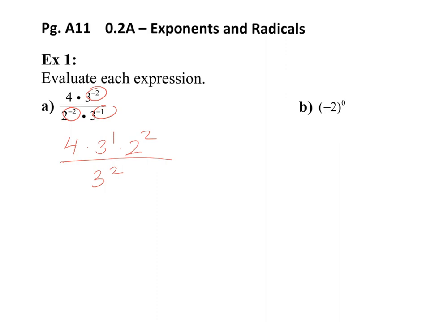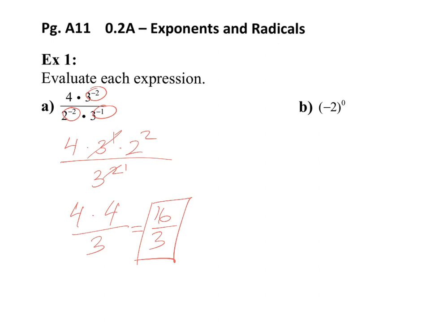Alrighty, after that, we can cancel out one of the 3's up here with one of the 3's on the bottom. Or in other words, you're just subtracting the exponents. You could do that as well. And then we have 4 times 4 over 3 equals 16 over 3.